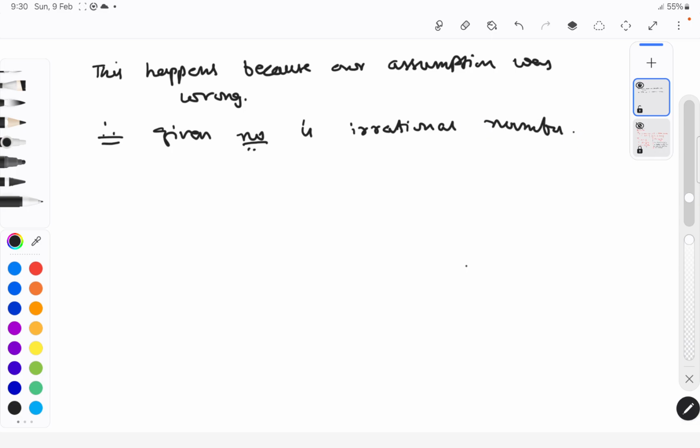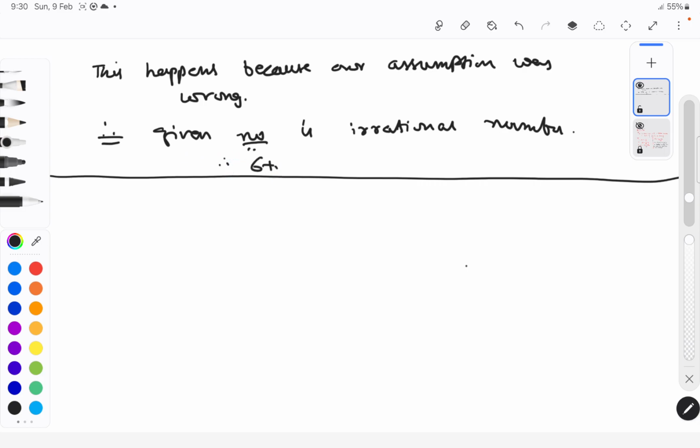Okay, so you can write like this. This is the end of the question. You will write like this. What was the given number? Given number, that is, therefore 6 plus root 2 is an irrational number. End like this. So this is how we'll do the problem. Sometimes in the sentence you can use the word like this.